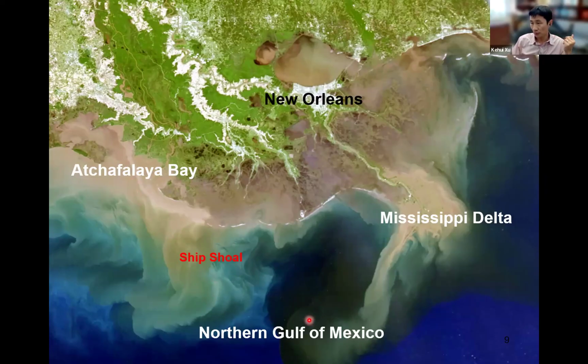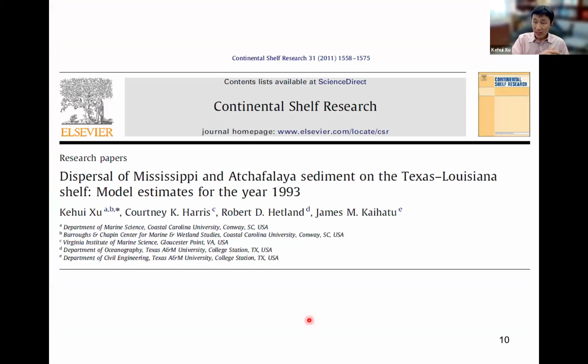And of course, we are right next to the northern Gulf of Mexico. So in 2011, me and my collaborators published a paper in Continental Shelf Research. I was doing my postdoc work at VIMS. Courtney Harris was my postdoc advisor. We collaborated with Rob Hetland, who is a physical oceanographer at Texas A&M. And then Jim Kohut provided wave data for this modeling effort. Steve DeMarco from Texas A&M was the lead PI. Our project was funded by the NGOMEX project.